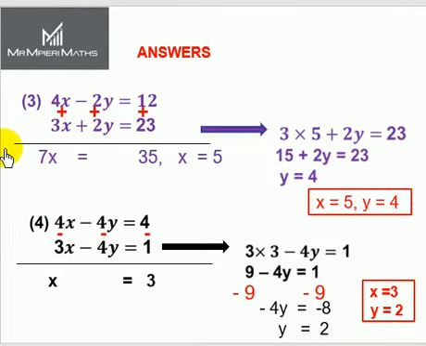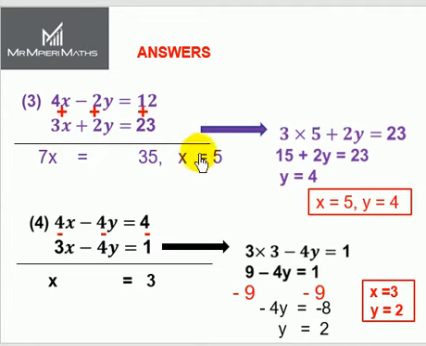If you look at question 3 here, now the coefficients of x are not the same. The coefficients of y are the same, but if you look, the signs are different. Minus 2y and plus 2y. So when the signs are different and the coefficients are the same, you must add. Because 4x plus 3x gives you 7x. Minus 2y plus 2y, that vanished. And 12 plus 23 gives you 35. 7x equals 35, x must be 5, because 7 times 5 gives you 35.